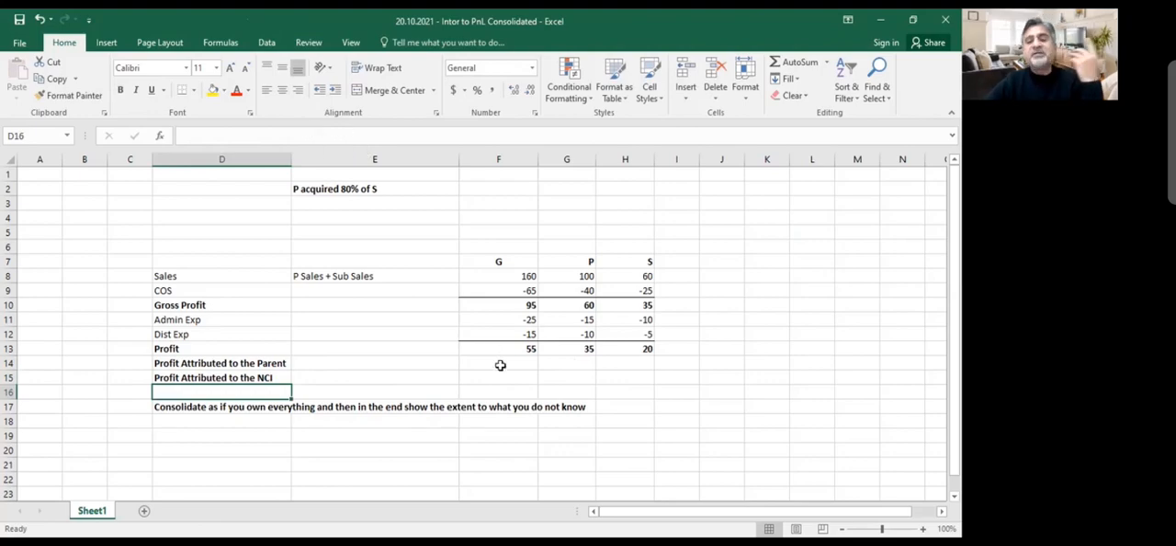Now, how much is that? We need to calculate. Let's suppose that this is 40 and this is 50, or maybe this is 45 and this is 10. So you need to split this profit into two parts: what belongs to you and what does not belong to you. But in the beginning, you will consolidate the full 100. Okay. So this is what you need to remember.